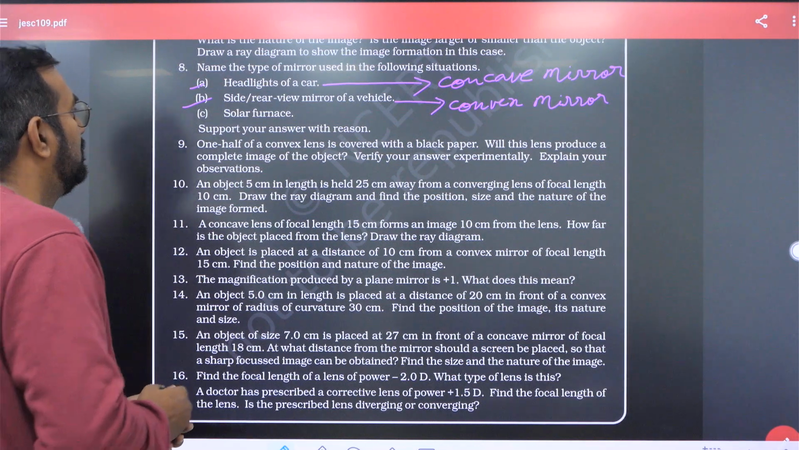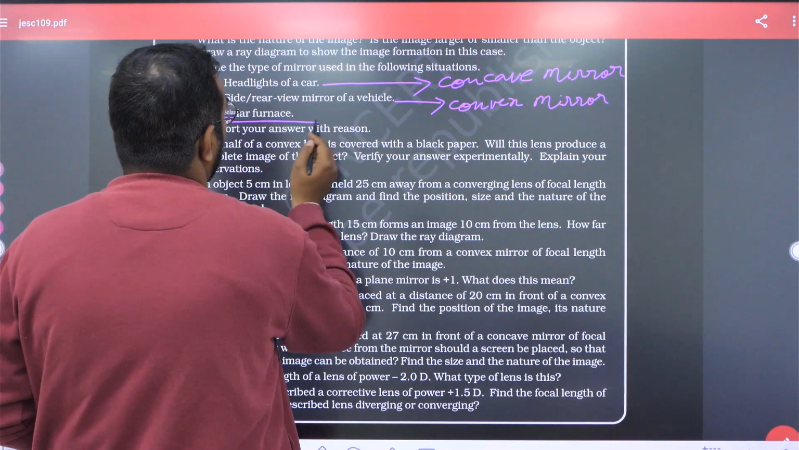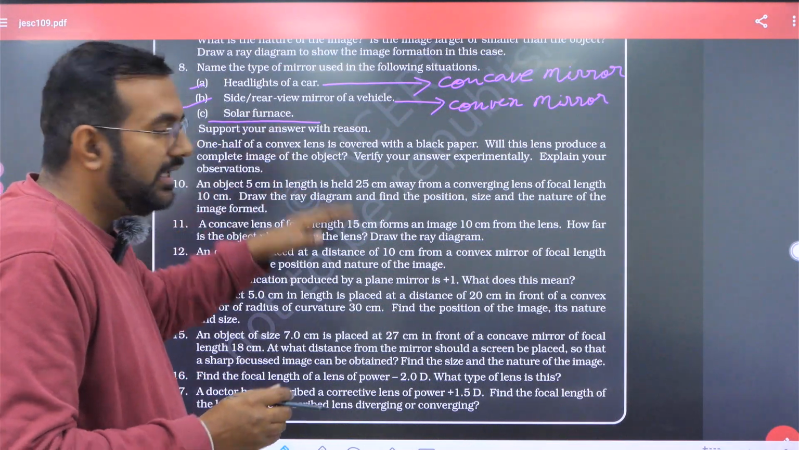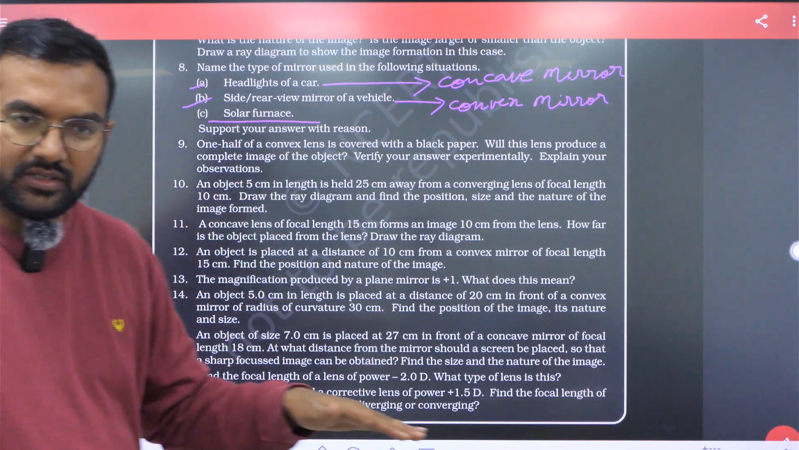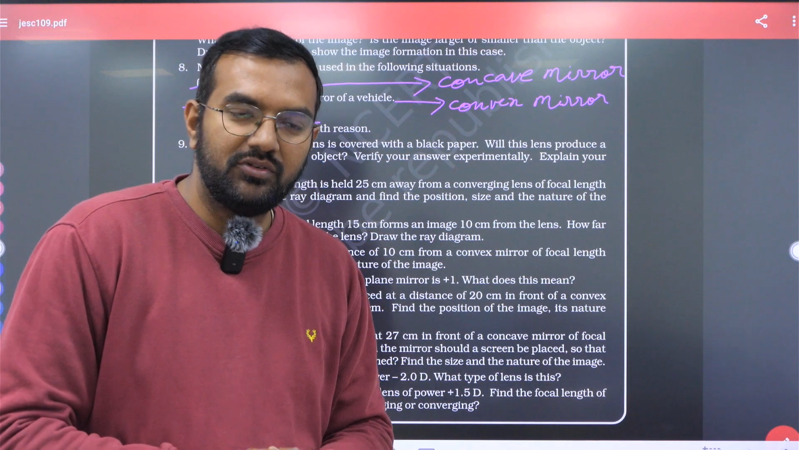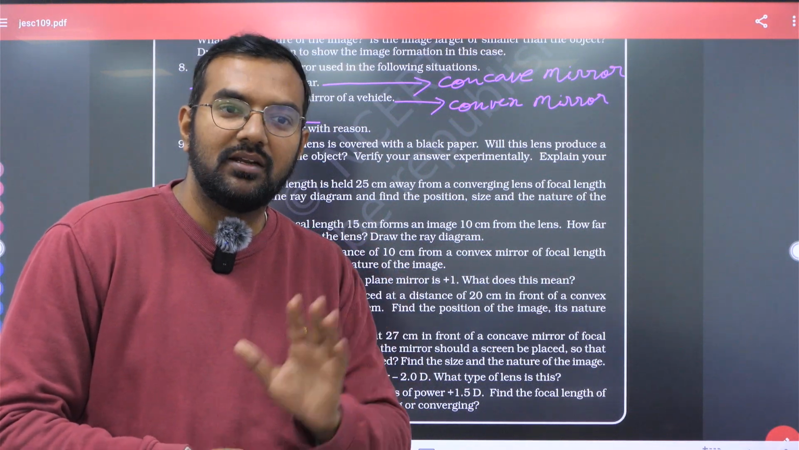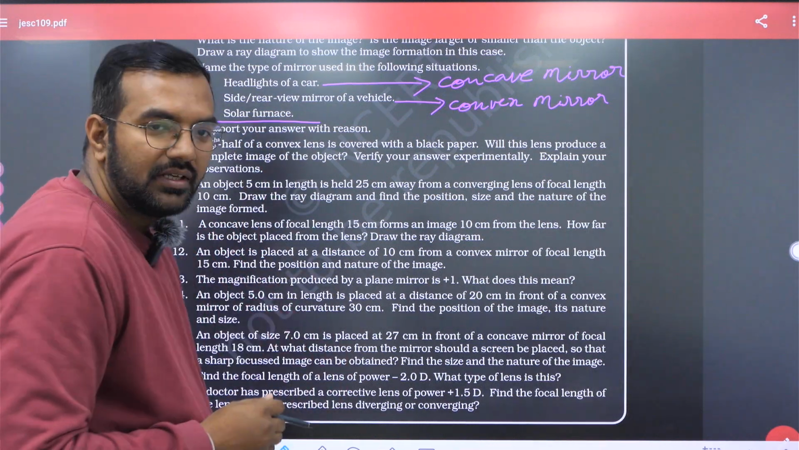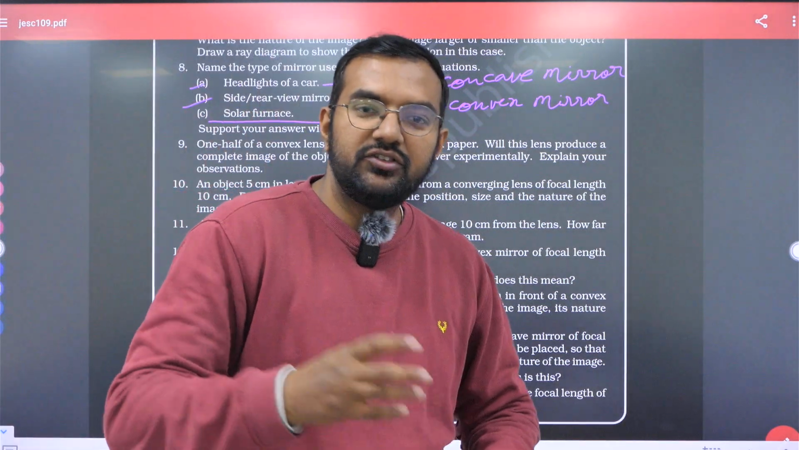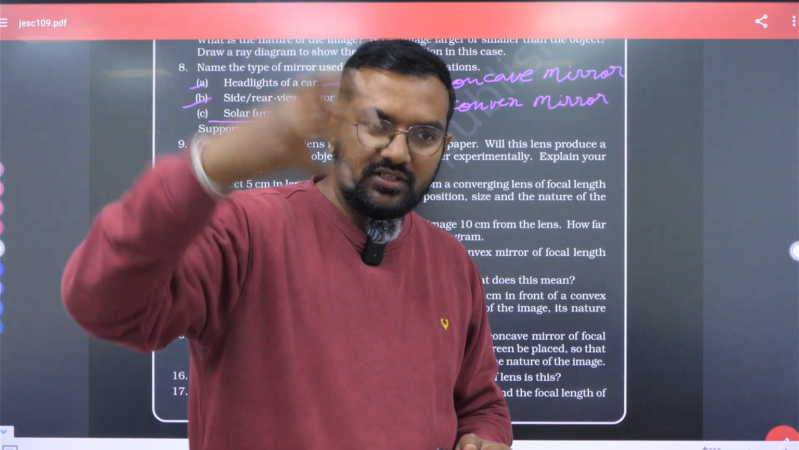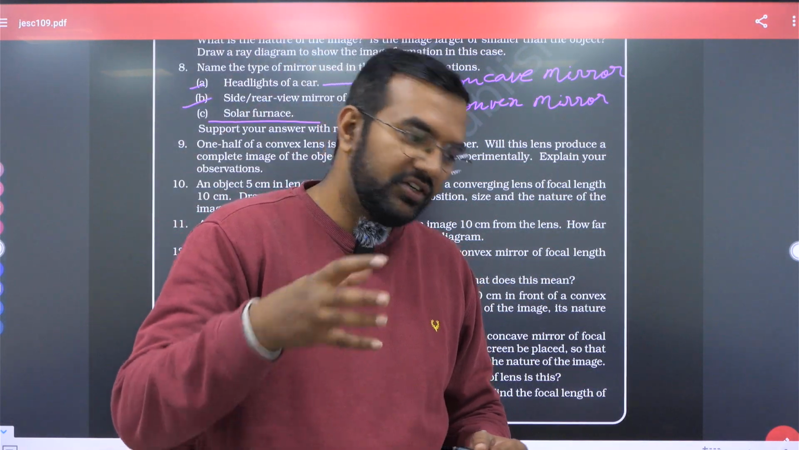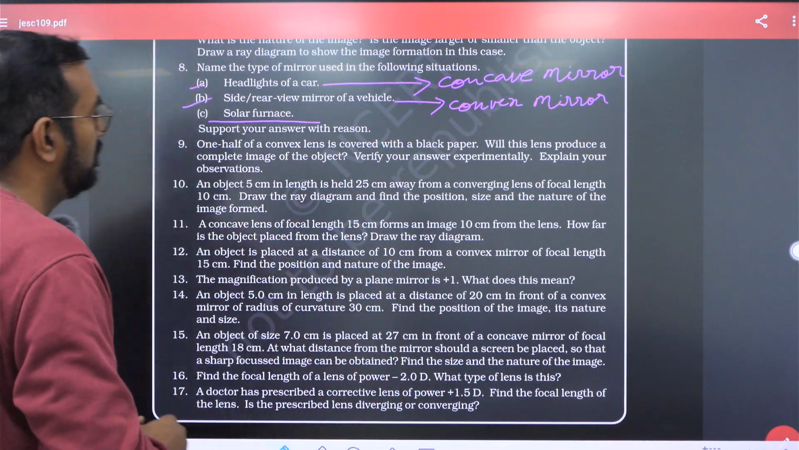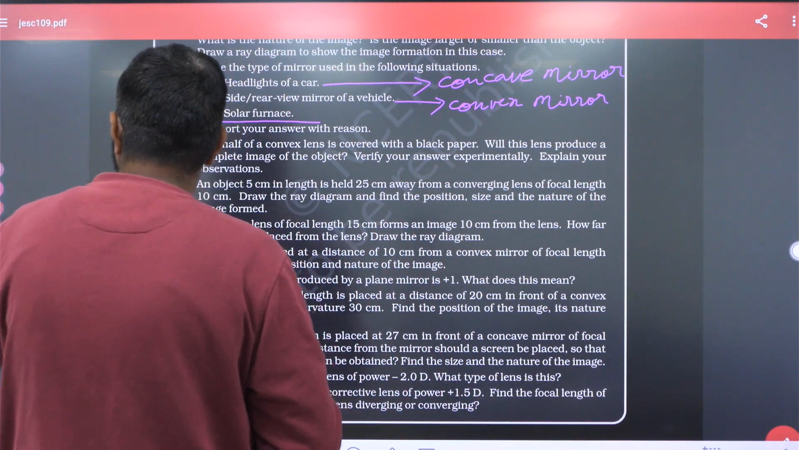Solar furnace. Once again, concave mirror. Have you ever seen or heard about the solar panel? That is a solar furnace. It is used to utilize the solar energy, the sun's energy. Once again, it needs to focus at one point, so the converging mirror is required, the concave. Okay?